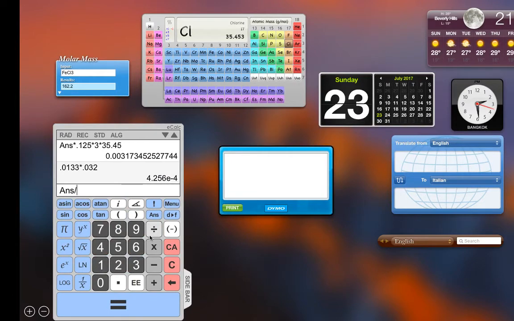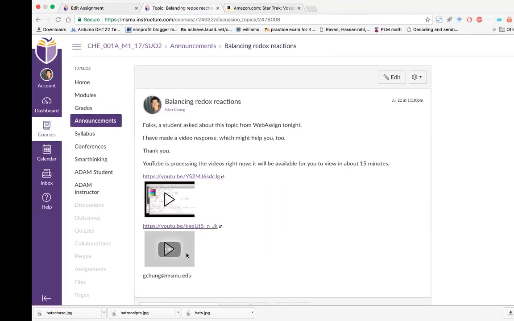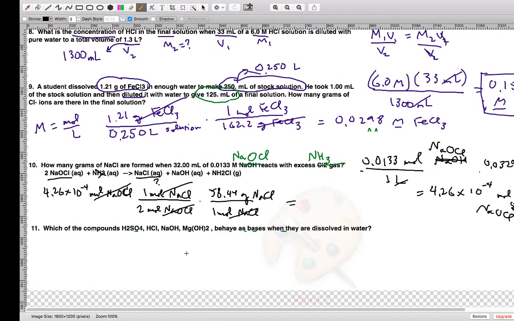So that number divided by 2 times 58.44, I got 0.0124. Significant figures check, 0.0124. Okay, this is the lowest number of significant figures, that's 3. The answer is 0.0124 grams of NaCl. That's a very small amount. Does it make sense? Yes.